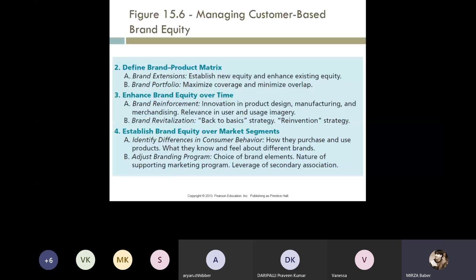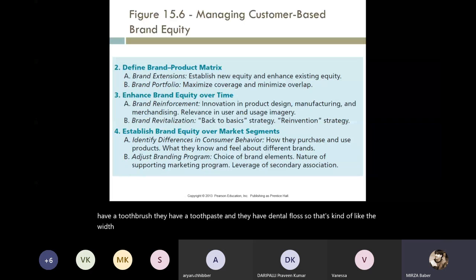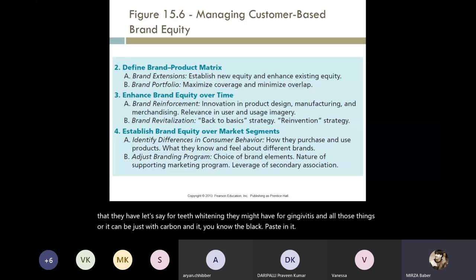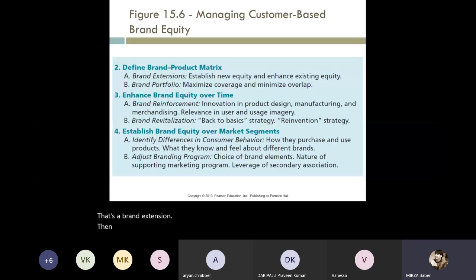But for Oral-B's toothpaste, what are the brand line extensions underneath that? For teeth whitening, they might have one for gingivitis and all those things, or it can be just with carbon in it, like the black paste. That's a brand extension. Then the portfolio overall: how big is the portfolio? How diversified is it? And how are you managing it in terms of market growth, sales, investment, and all those things?